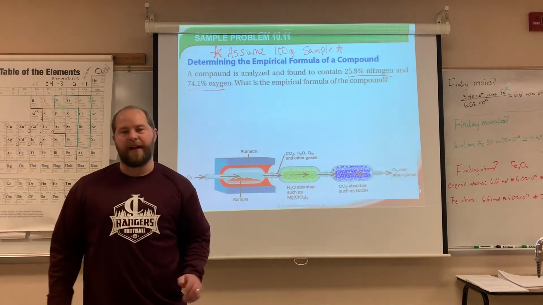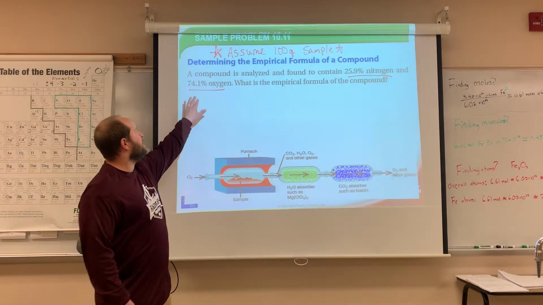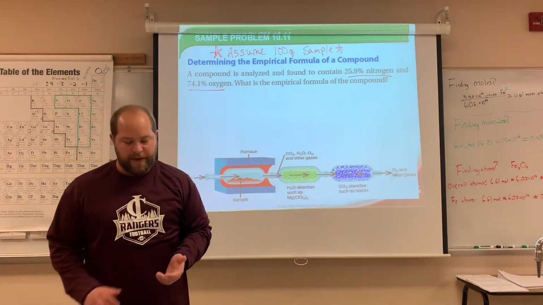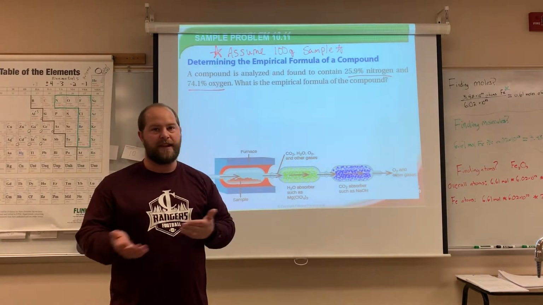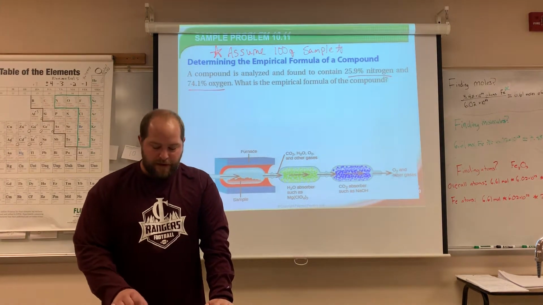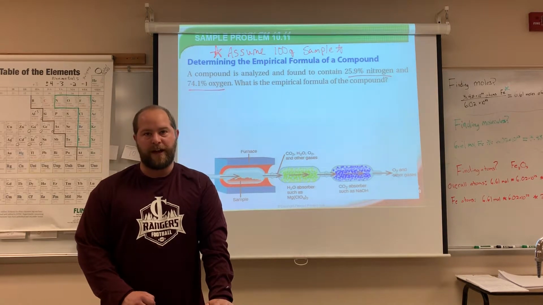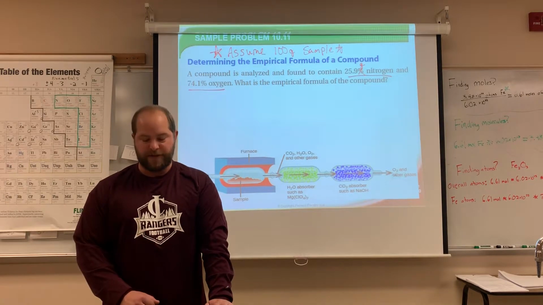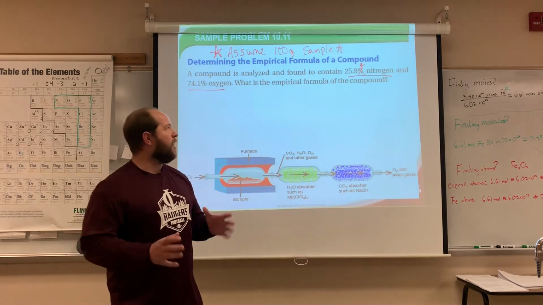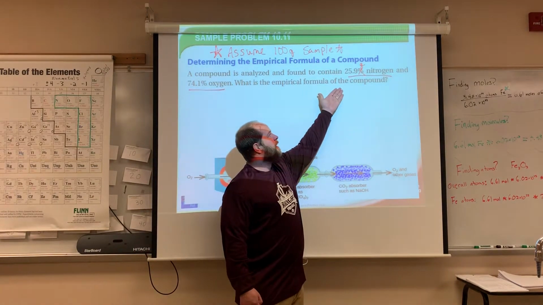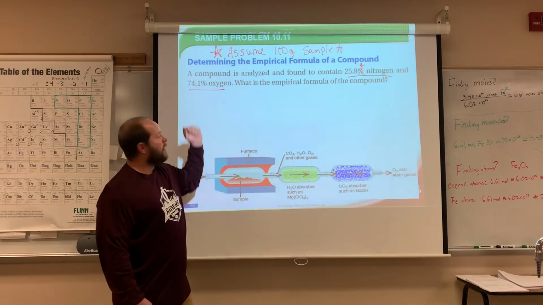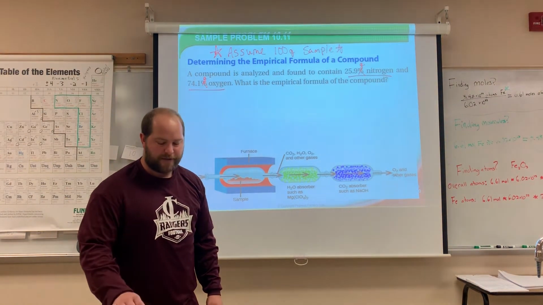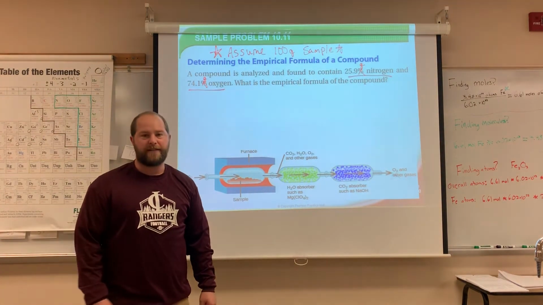The reason why we're going to make this assumption is that we can take these percent signs and turn them into grams pretty easily. Because if we have 100 grams and 100%, they're going to be the same thing. So for instance, that 25.9% nitrogen, we can now change to grams if we assume we have a 100 gram sample. We're going to have 25.9 grams of nitrogen and 74.1 grams of oxygen. Okay, so that's step one. You're going to make that assumption.